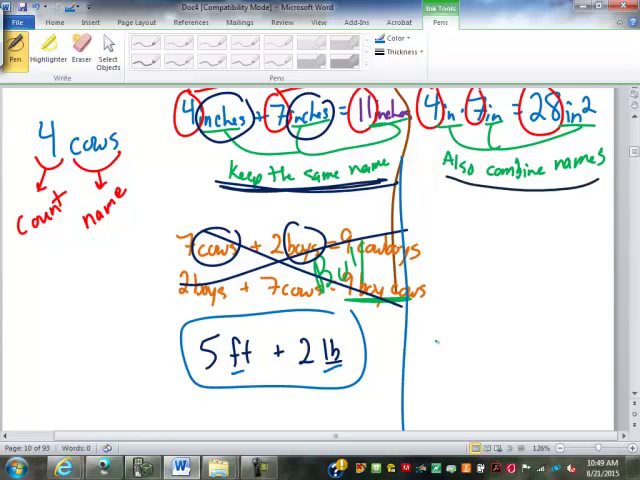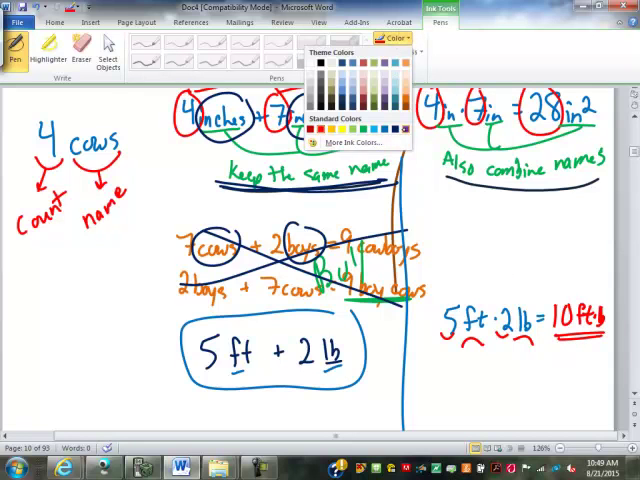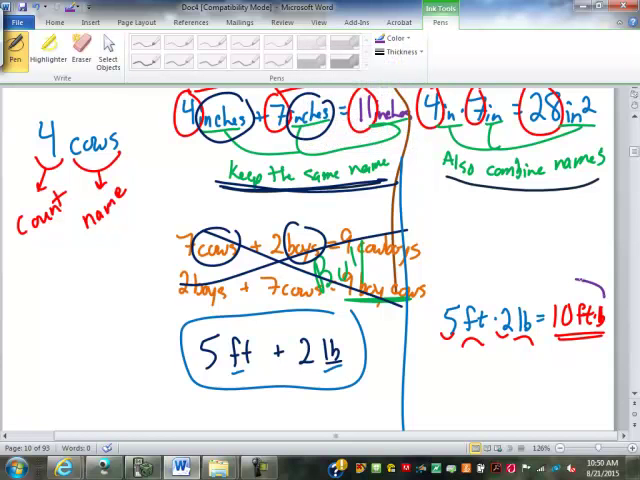But if we were multiplying 5 feet times 2 pounds, when we multiply, we combine the counts, so 5 times 2 would be 10. And we also combine the names. Feet times pounds are foot-pounds. It's a unit of torque. Or if you're in construction and engineering, it's a unit of moment. When we multiply, we don't need the same name because we're going to combine the names.